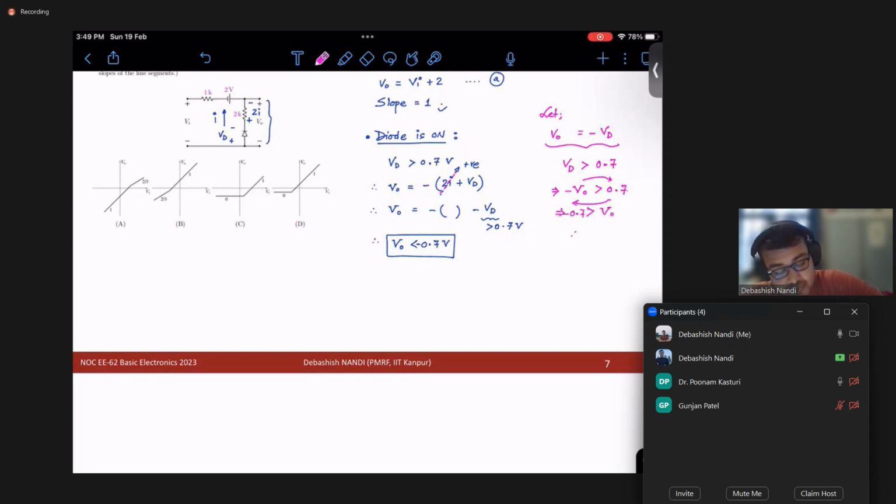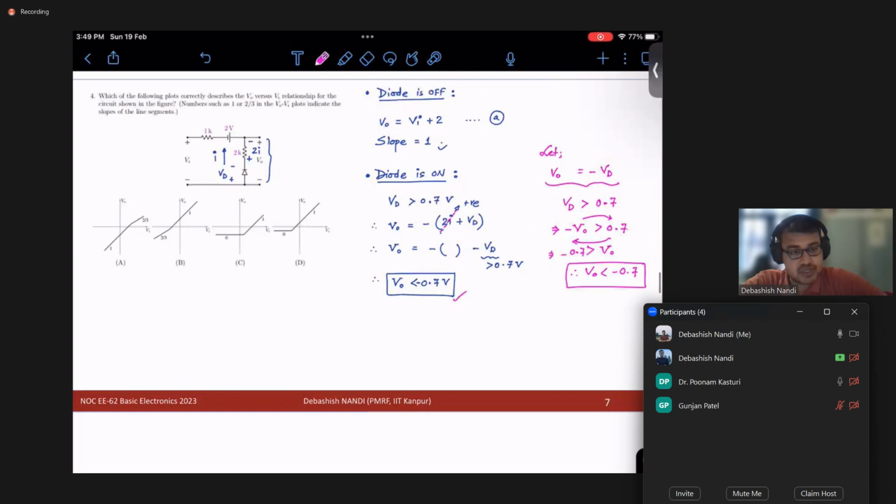So your V naught is less than minus 0.7, with a minus sign. This way we can check. So your condition on V naught is less than minus 0.7 volt. What is the condition on Vi? You can simply tell from here only.